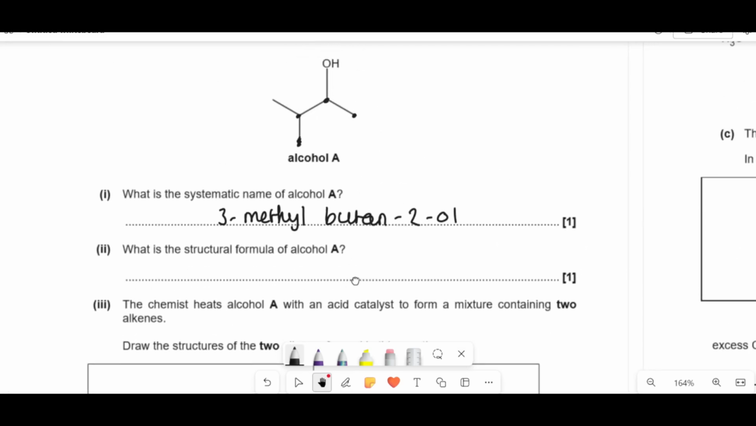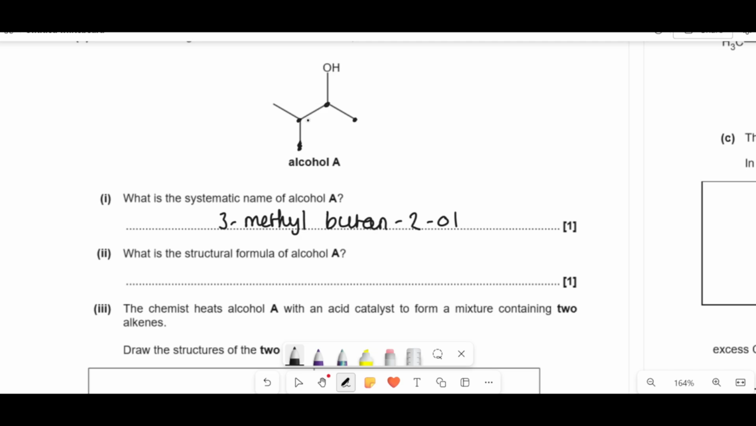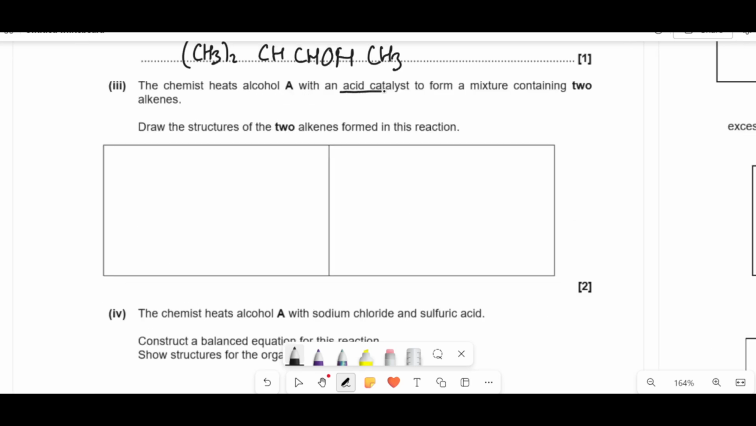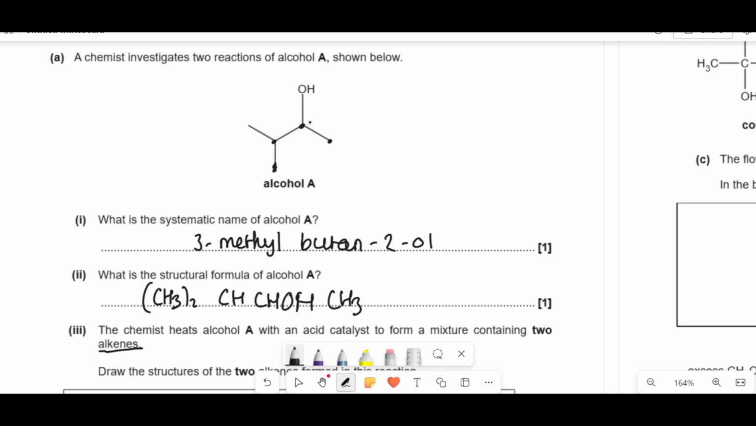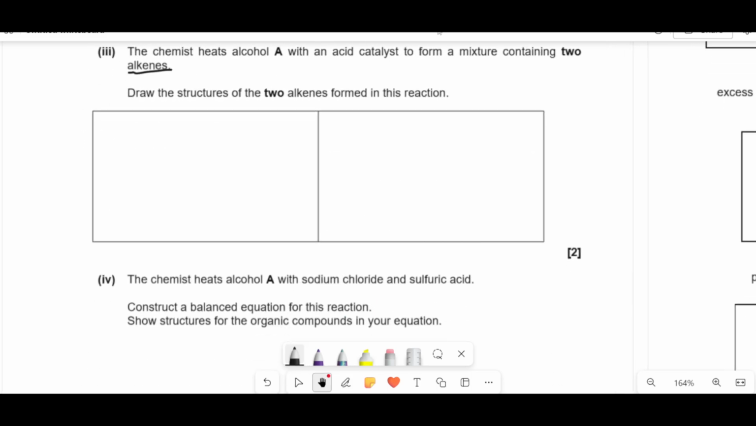Now it says, what's the structural formula of alcohol A? All you do is write it bit by bit. We know that's going to be a CH, for example, and it's going to have a CH3, and there's 2 of them on either side, here and here. Then it's going to be CHOH, there, and then a CH3. Done. Now they heat alcohol A with an acid catalyst to form a mixture containing 2 alkenes. Draw the structure of the 2 alkenes formed. So what we're doing is booting out an H2O. The possibilities are that this carbon will form a double bond here, or it will form a double bond there. So that's what we're just going to draw. Here, here, and then the other one there, like this.